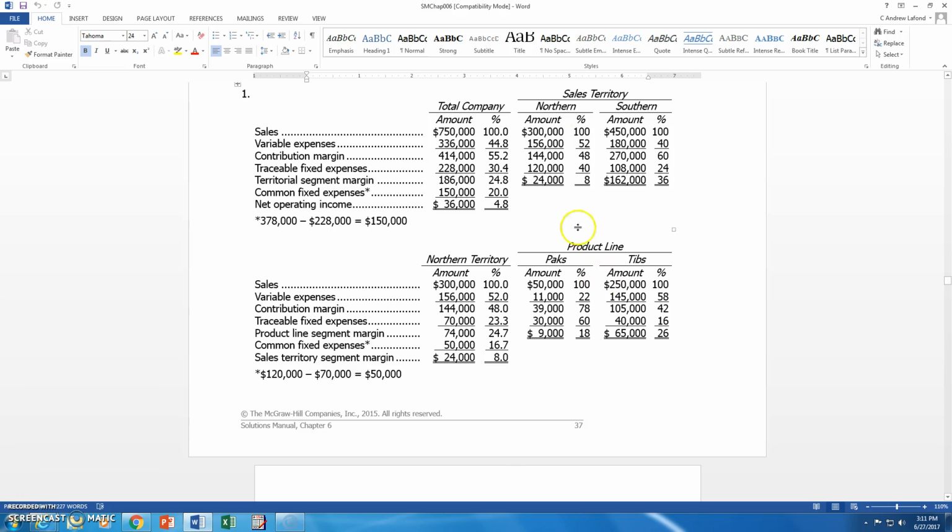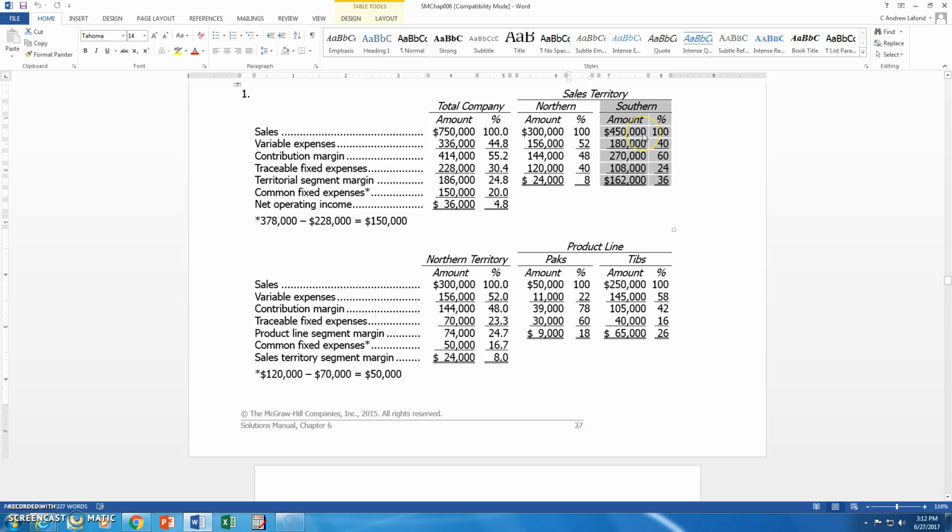So in part 1, we have on the screen here, you can see the contribution margin format statement for the whole company given right here. We're asked to break that down into the two sales territories, the Northern Territory and the Southern Territory. The Northern Territory is really given to us. We're given the sales, variable cost, traceable fixed cost. We only need to do the math to figure out what the contribution margin is, as well as the segment margin for the Northern Territory.